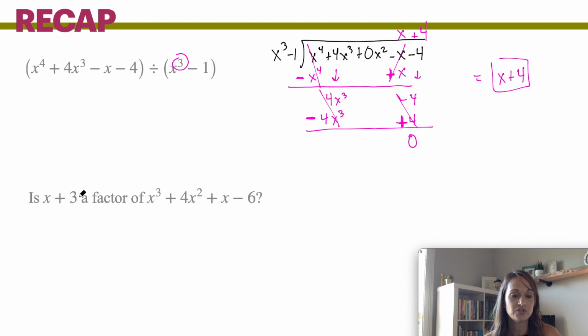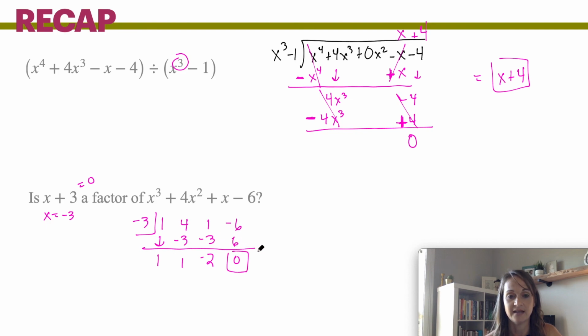Next, is x plus 3 a factor? So what I do is I'm first going to set it equal to 0, and I will get x equals a negative 3. That number is what is going to go in my shelf, and I'm going to write the coefficients. I bring down my 1, and I multiply, and then I add, I multiply, I add, I multiply, and then add. Since I got a remainder of 0, the answer is yes.